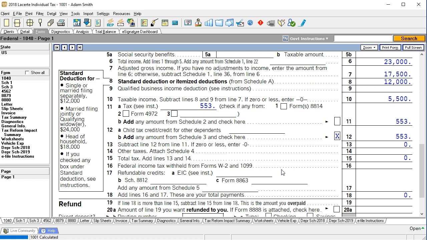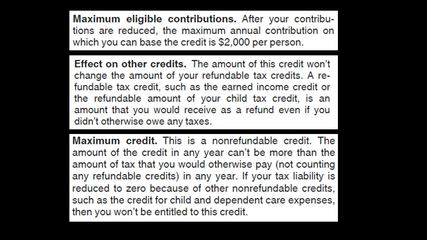The earned income credit and the child tax credit could possibly result in a refund or money beyond any tax liability without paying any money to the government. So that's going to be the difference between those two. The amount of the credit in any year can't be more than the amount of tax that you would otherwise pay, not counting any refundable credits in any year. If your tax liability is reduced to zero because of other non-refundable credits, such as the credit for child and dependent care expenses, then you won't be entitled to this credit.